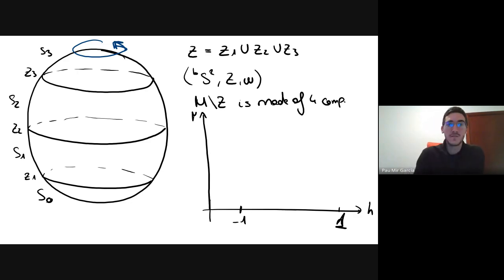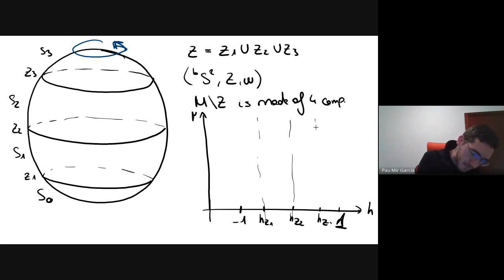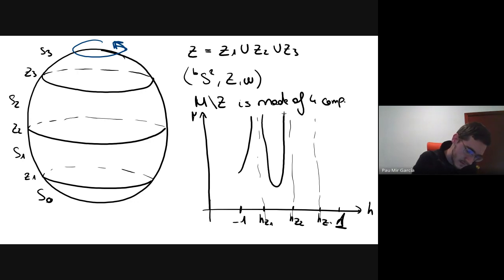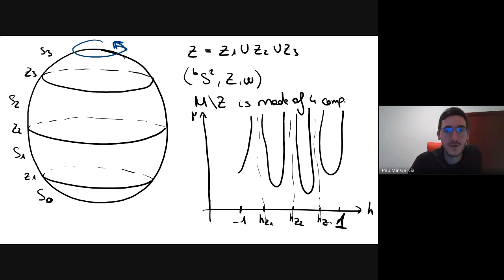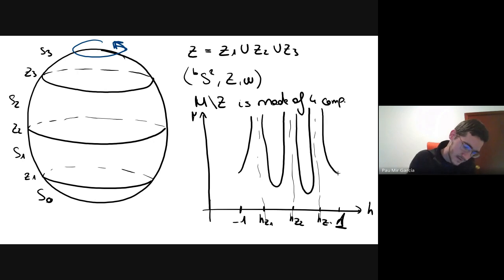But at the rest of the manifold, it has a finite value. So at hZ1, hZ2, and hZ3, this goes to infinity. But in the other parts of the manifold, in the other leaves, it doesn't go to infinity, and for instance could do something like this. Well, no, not that much. Sorry, this last one, for instance, like this. This could be an example of a moment map here.